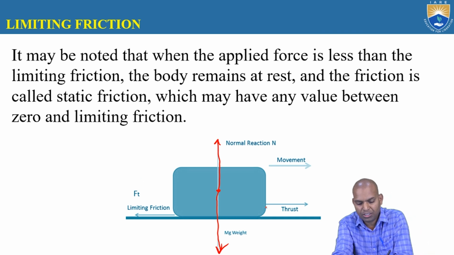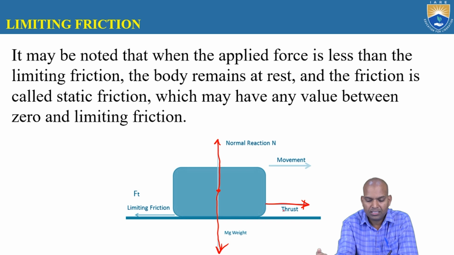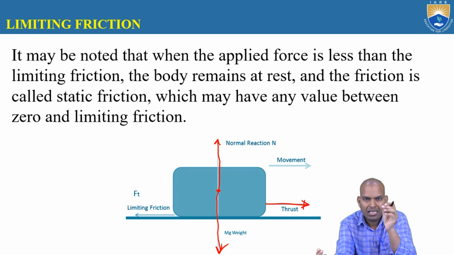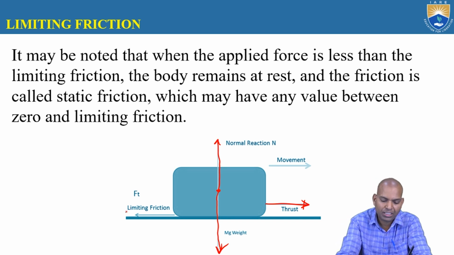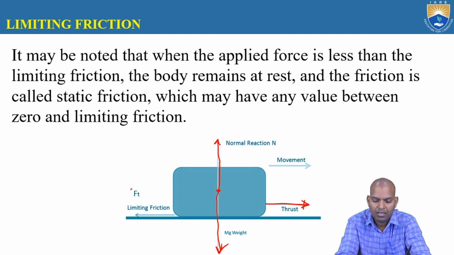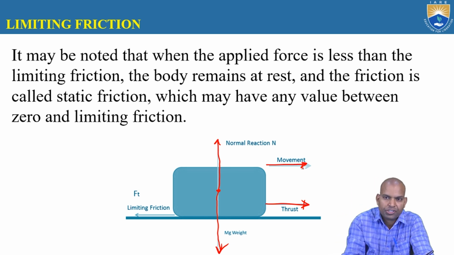When the body is thrust in this direction, suppose you apply a thrust of 1 newton, the body doesn't move. If you apply 10 newtons of force, there is a limiting frictional force. At that limit, the body tends to move. At that time, the maximum frictional force takes place. That is known as the limiting friction. The movement of the body is in the direction of the applied thrust.